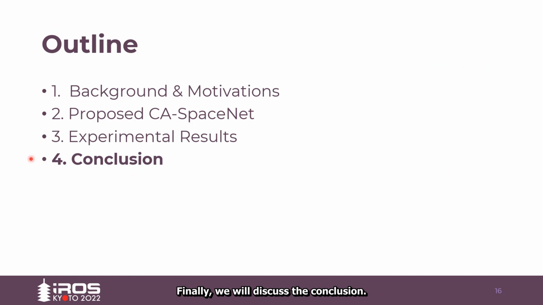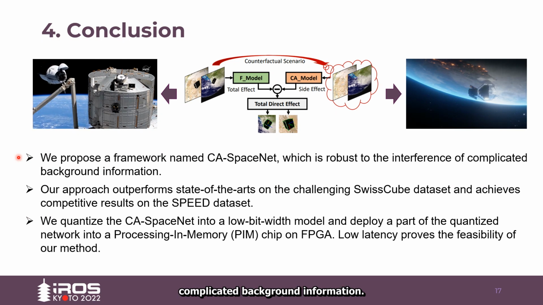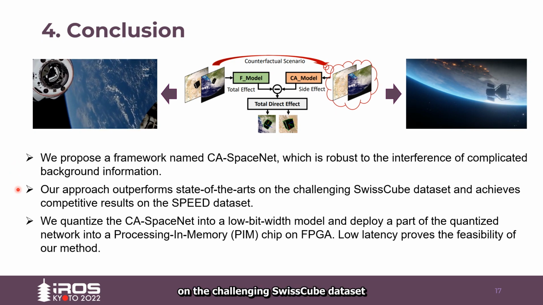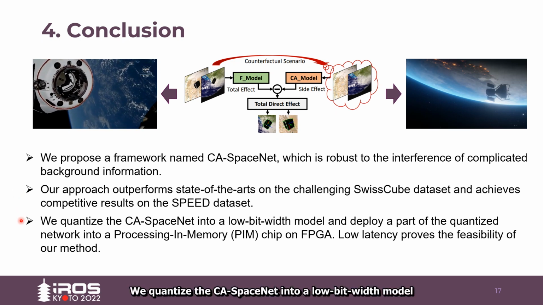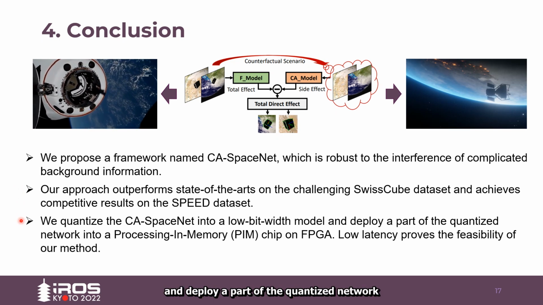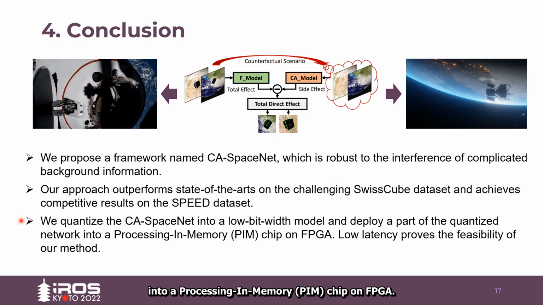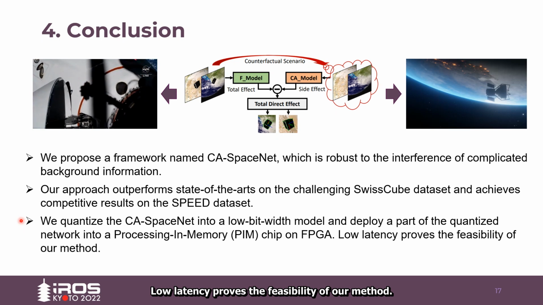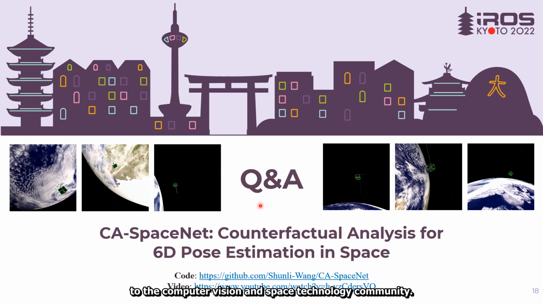Finally, we will discuss the conclusion. In this paper, we propose a framework named the CA-SpaceNet, which is robust to the interference of complicated background information. Our approach outperforms state-of-the-art on the challenging SwissCube dataset and achieves competitive results on the SPEED dataset. We quantize the CA-SpaceNet into a low bit width model and deploy a part of the quantized network into a processing-in-memory chip on FPGA. Low latency proves the feasibility of our method. So we believe that our exploration can bring new contributions to the computer vision and space technology community.